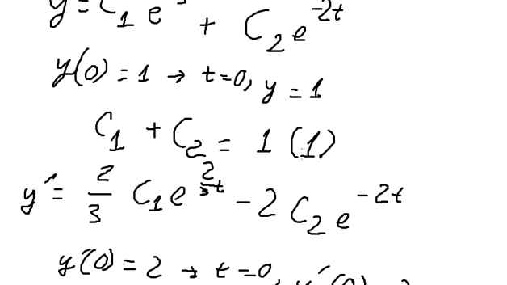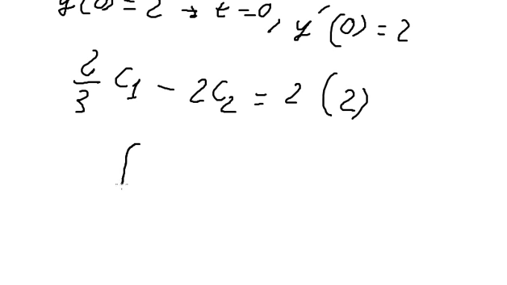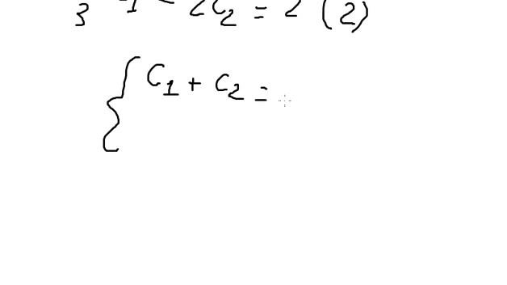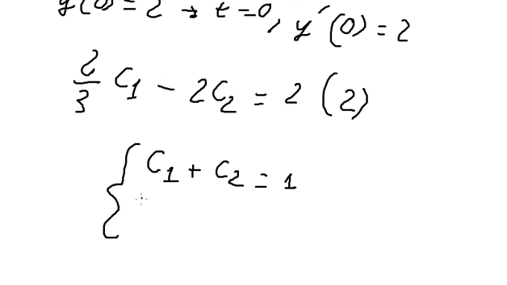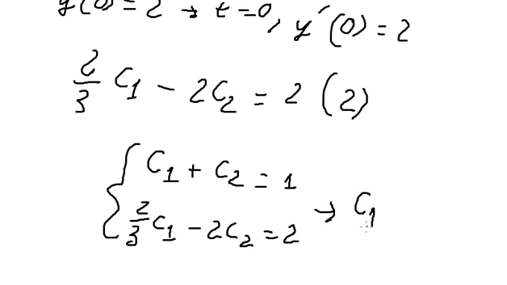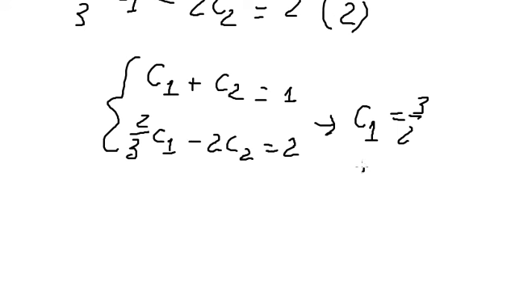So we combine two equations in here, and we create the system of equations. We calculate this one, we find c1, that is 3 over 2, and c2, we calculate that is negative 1 over 2.